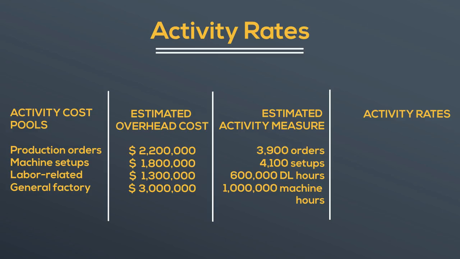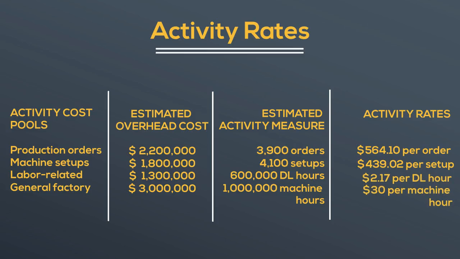For production orders, we would take that $2.2 million and divide it by the 3,900 orders. So our activity rate for production orders would be $564 and approximately 10 cents per order. We would do the same for each of the other activity measures and end up with an activity rate for machine setups of $439.02 per setup. For labor-related activities, $2.17 per direct labor hour. And for general factory, we would have $30 per machine hour.